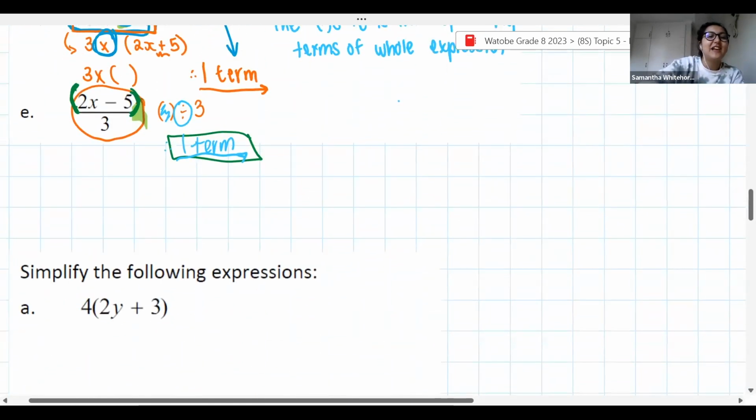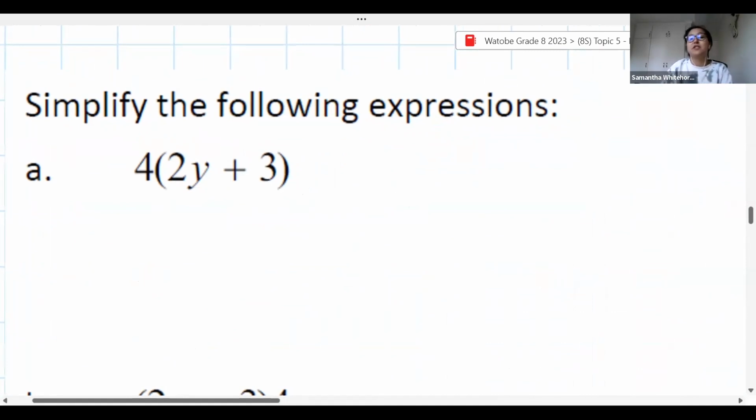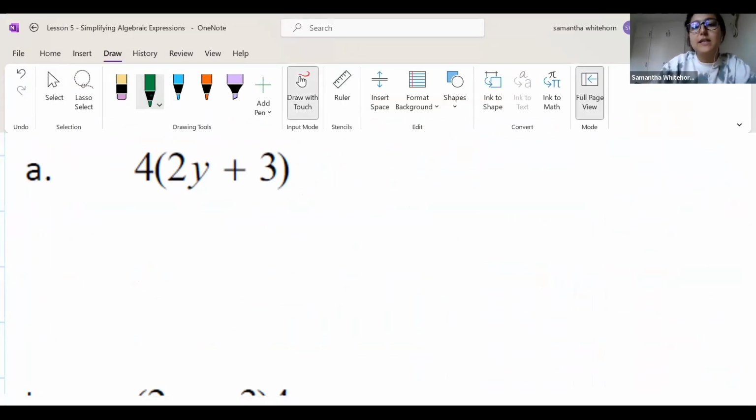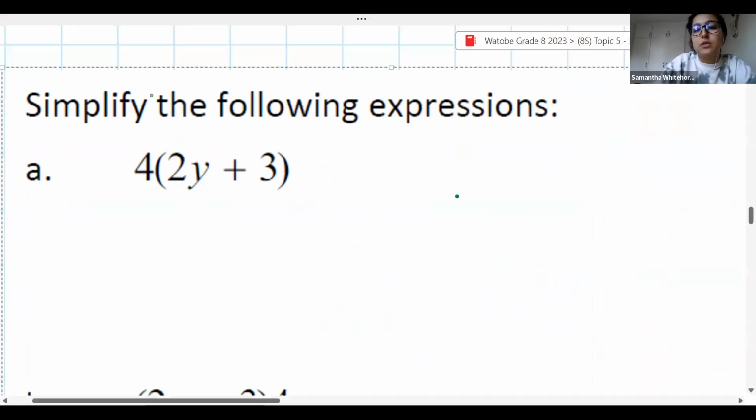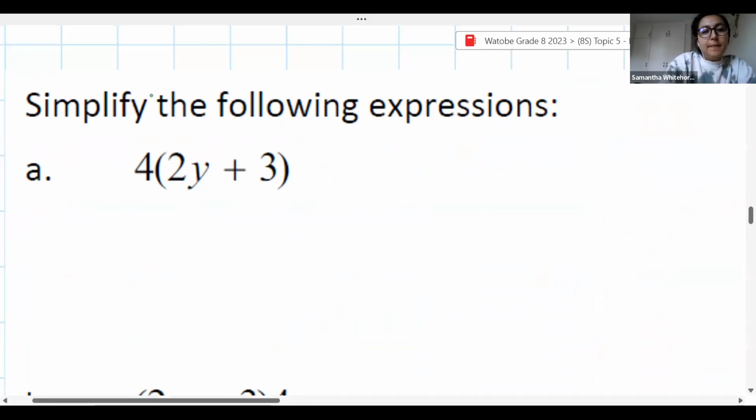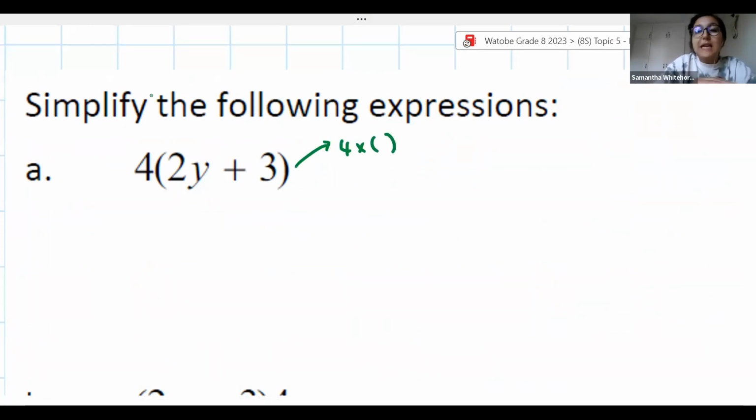Okay, guys, so let's have a look at some simplification of expressions. Now, all we were doing initially is seeing how many terms we have. So if we do the same thing here to start off with, because we always like to identify what terms we are working with before we just jump into a question. If we have a look at this first expression, I have got 4 times a bracket. Now, I don't care what's going on in the bracket. I'm going to ignore that for a second.